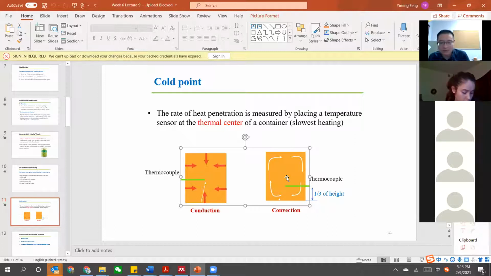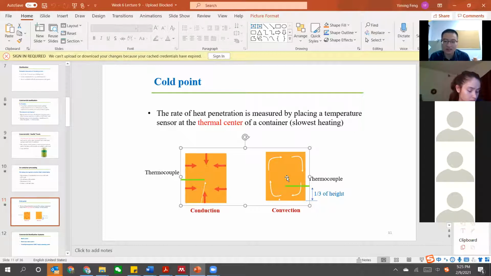In that case, we will have the thermal center a little bit lower than the conduction case. Is that understandable? So the 1/3 of the height is actually from experimental measurement. There's no real physical meaning behind it. It's all experimental data because it's really a function of the viscosity of the food.